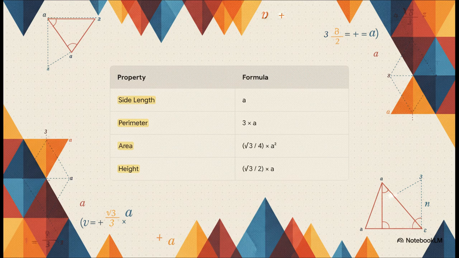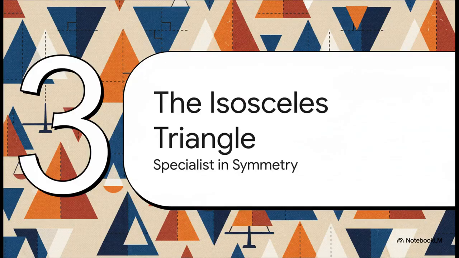It's a really beautiful example of how elegant and efficient geometry can be. You just need one piece of info and you unlock everything else. Okay, now it's time to meet the isosceles triangle.